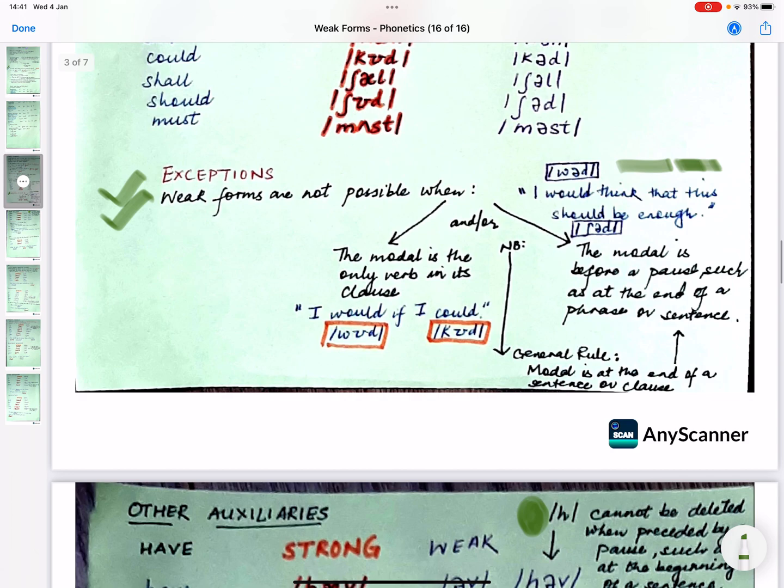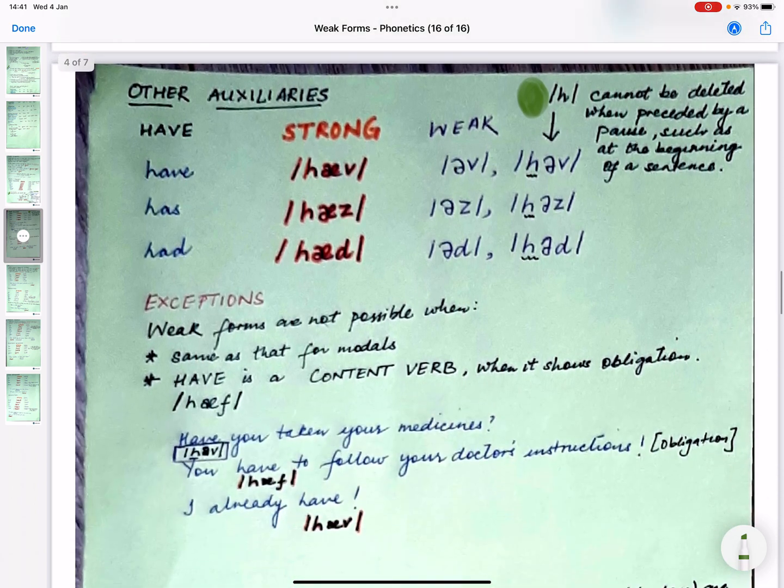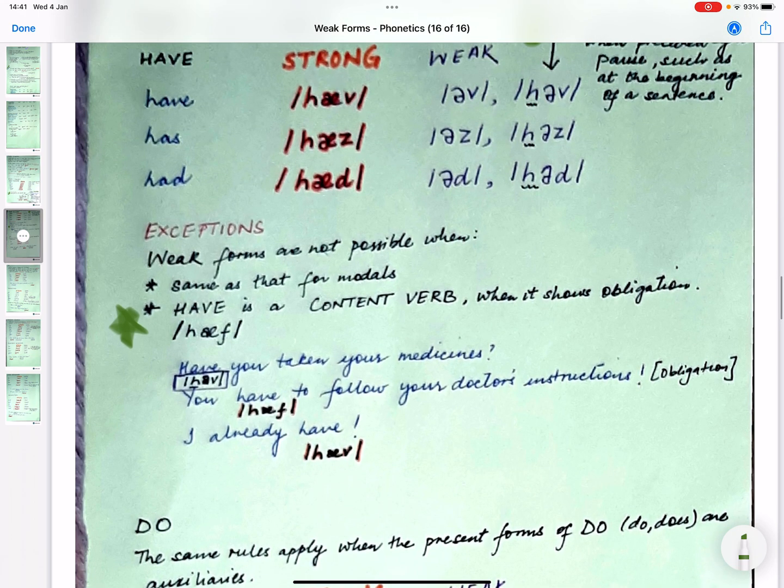So you can check back in modals if the auxiliary is the only one in its clause, or if it's before a pause, such as at the end of a phrase or sentence. There's one important thing. This is really important: have is a content verb when it shows obligation. So have will not be pronounced in its weak form if it's a content verb. Let's have a look at these examples.